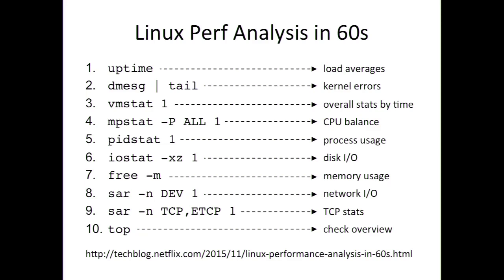You can also run sar -n TCP,ETCP for TCP stats. So you've got active and passive opens and retransmits. Active opens are your outbound connections, and passive opens are inbound, where you're accepting a socket. And then top. So that's a great checklist, just to hit some of the common low-hanging fruit.